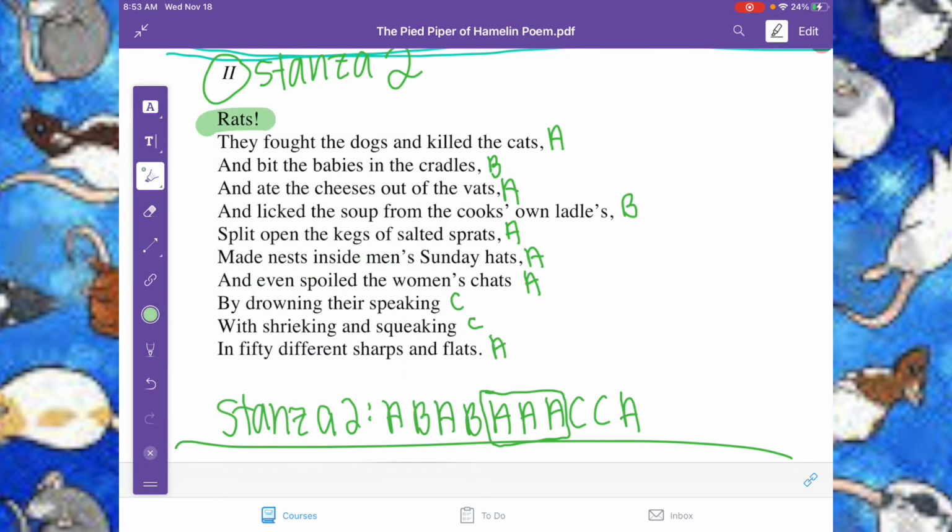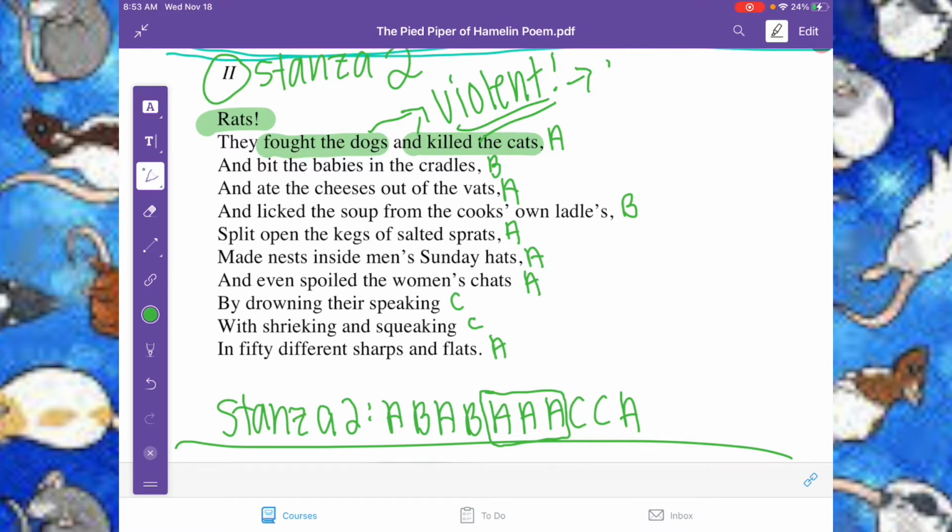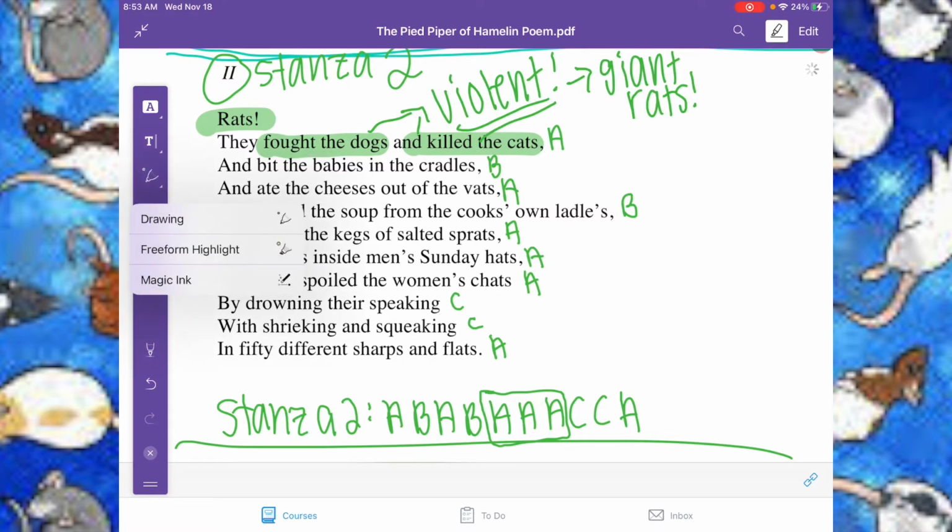So rats, they fought the dogs and killed the cats. So these are violent. They are violent rats. They are not simply just like eating the food. So here, we'll make a note of that. They're violent. They're fighting dogs. And also, think about this. If they are fighting dogs, these things must be huge. Giant rats.